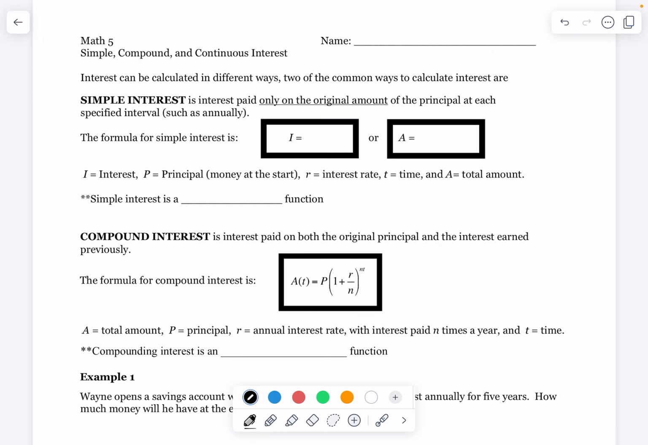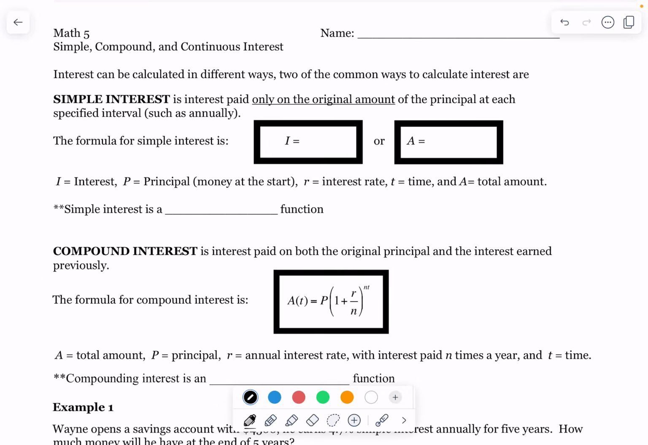Okay. We'll start with simple interest, which is where you earn interest only on the amount of money that you start with. Okay, so you make an investment, you earn money on it, and it only earns on that initial investment. There's two different ways that we can write out a formula for this. The first is in terms of the amount of interest that you make. So I is equal to PRT.